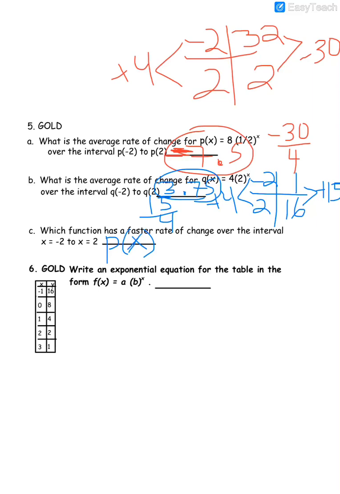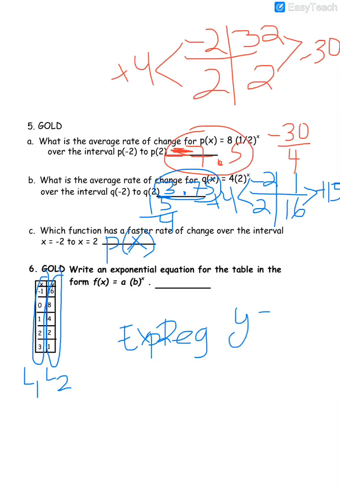So you're going to hit stat, and you're going to do edit, and you're going to plug all of the x values in your L1, and all of these values in your L2. I'll give you a second to catch up to me because I have them already in there. Then you're going to hit stat calc. So you're going to right arrow over to calc, and then you're going to go all the way down past number 9 to 0, which is exponential regression, exp reg. And you're going to hit that.